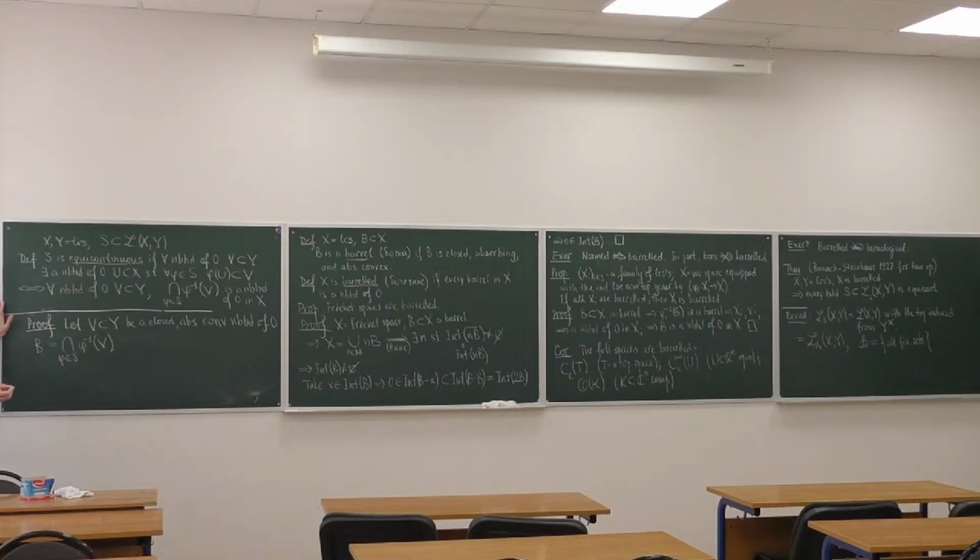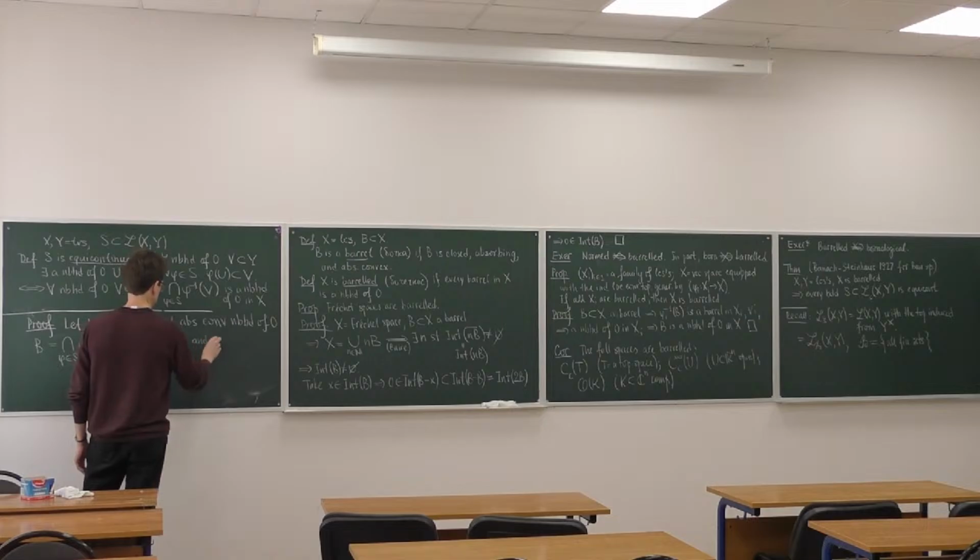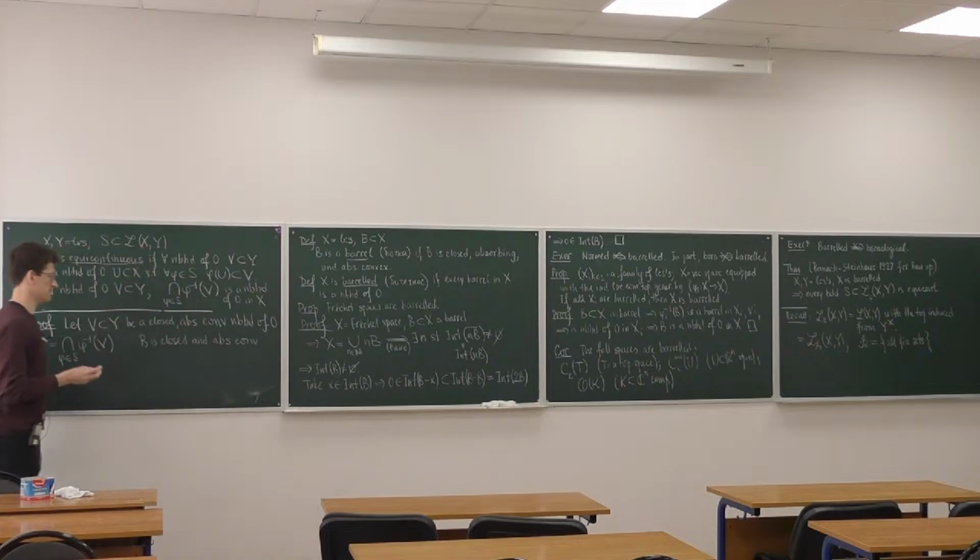Clearly it is closed because it's an intersection of closed sets. V is closed, this is closed, and so B is also closed. B is closed and absolutely convex, because the preimage of an absolutely convex set is absolutely convex. So we want to show that it is absorbing.